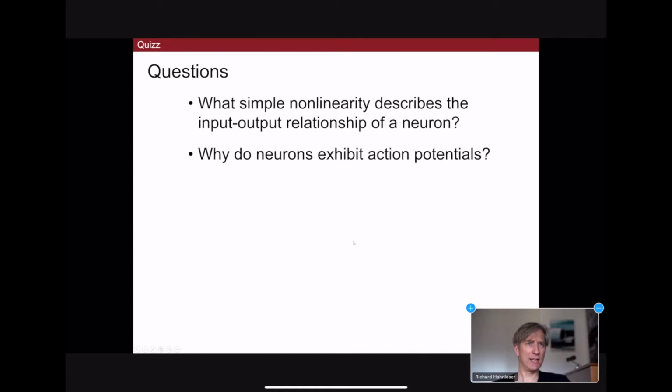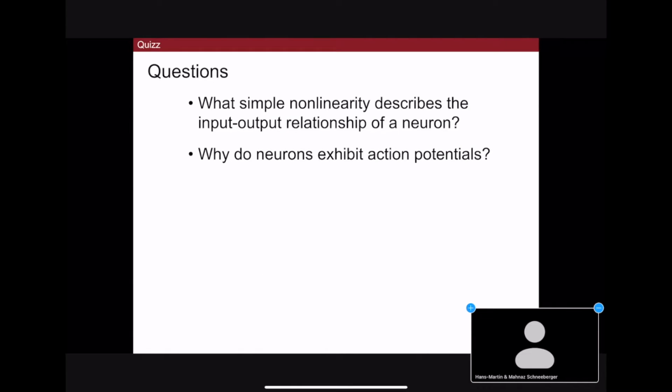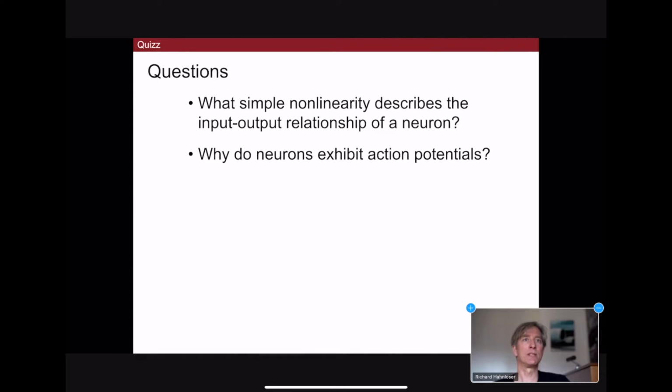Then the question I had is on the action potentials. What simple nonlinearity describes the input-output relationship of a neuron? In the most simple terms, if you had to reduce the operation of a neuron to a very simple concept, what is it?